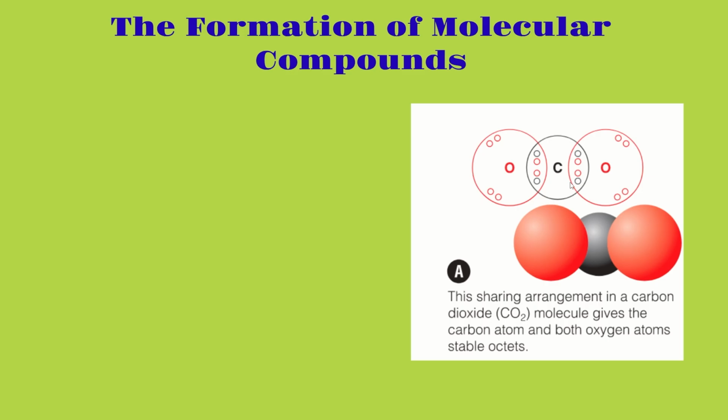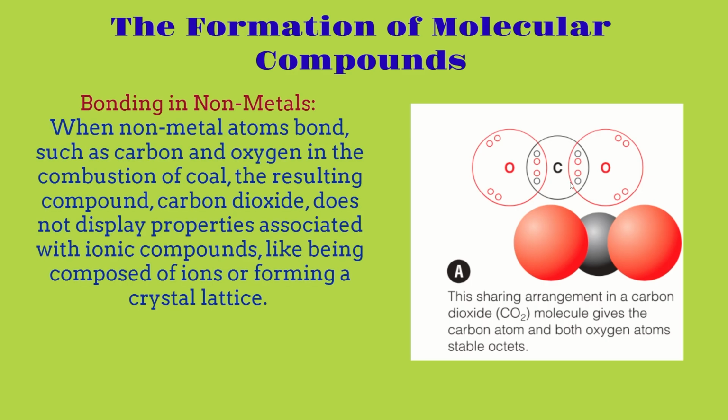So now for the formation of molecular compounds. Bonding in nonmetals: when nonmetal atoms bond, such as carbon and oxygen in the combustion of coal, the resulting compound, carbon dioxide, does not display properties associated with ionic compounds, like being composed of ions or forming a crystal lattice. So inside of molecular compounds, it's where nonmetals react and bond together. This means that there's not going to be any crystal lattice structure as we saw in the ionic compound, but instead there's going to be a molecular shape just as we see here.